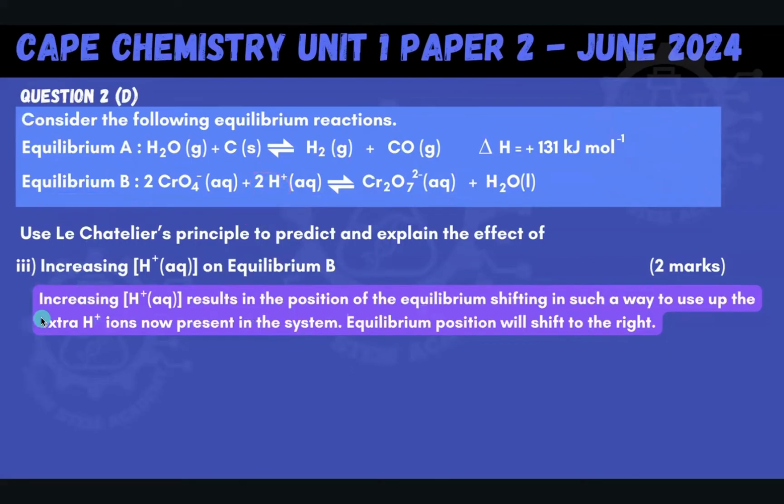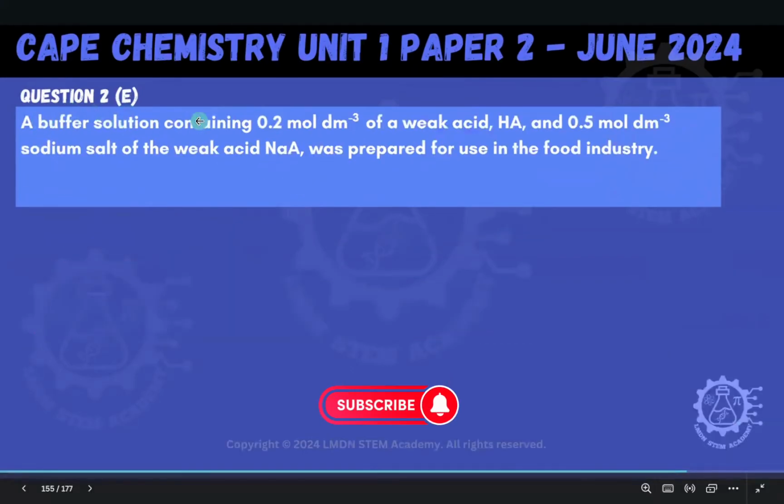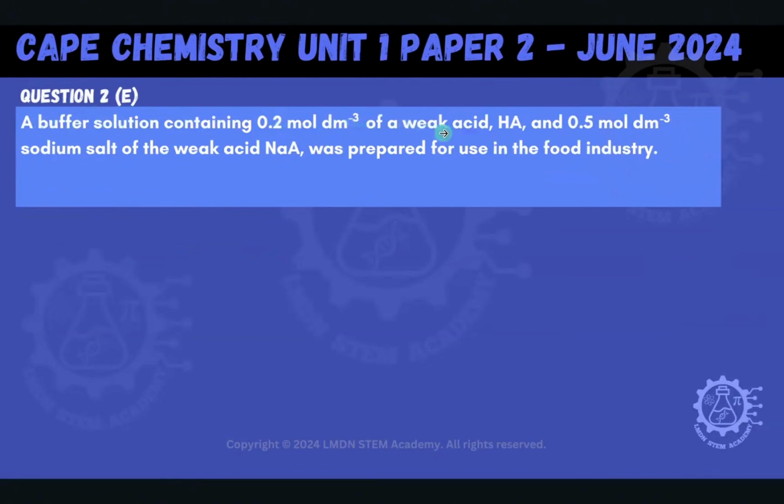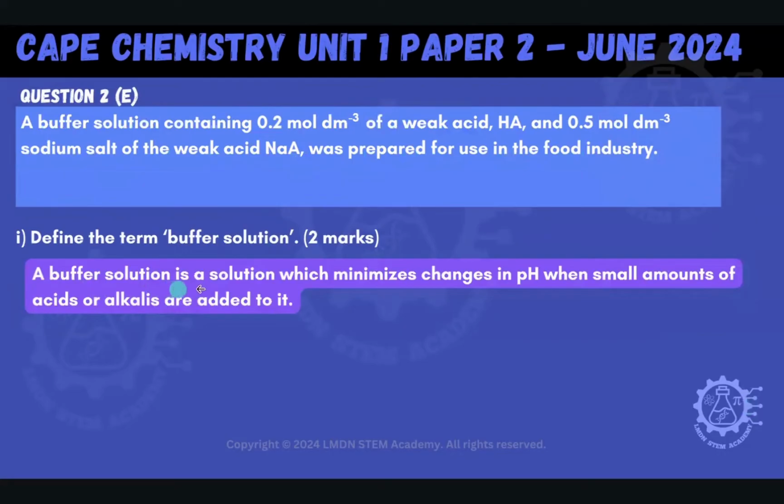So let's go ahead now. Part E says a buffer solution containing 0.2 mol per dm³ of a weak acid, HA, and 0.5 mol per dm³ sodium salt of the weak acid, NaA, was prepared for use in the food industry. Define the term buffer solution. So a buffer solution is a solution which minimizes changes in pH when small amounts of acids or alkalis are added to it. That's our all-encompassing definition. It's going to minimize change in pH if we add a small amount of acid or alkali to it.